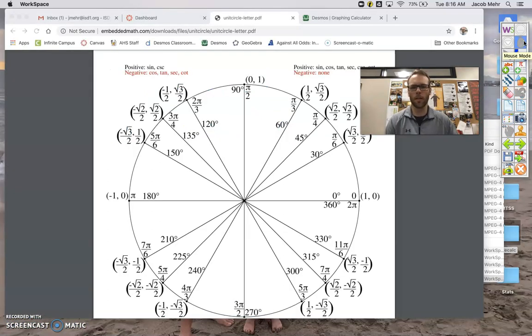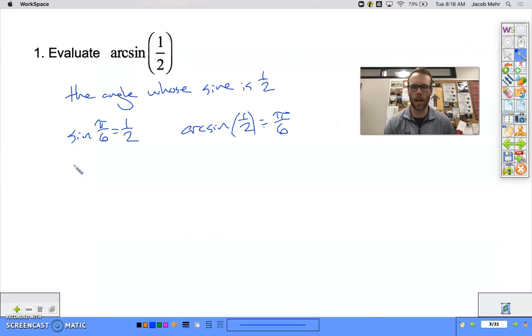But then I start looking at my unit circle some more, and I realize something. There's another angle whose sine is 1/2. It's right here, at 5 pi over 6. Isn't the sine of 5 pi over 6 equal to 1/2? So that also tells me the arc sine of 1/2 could equal 5 pi over 6.